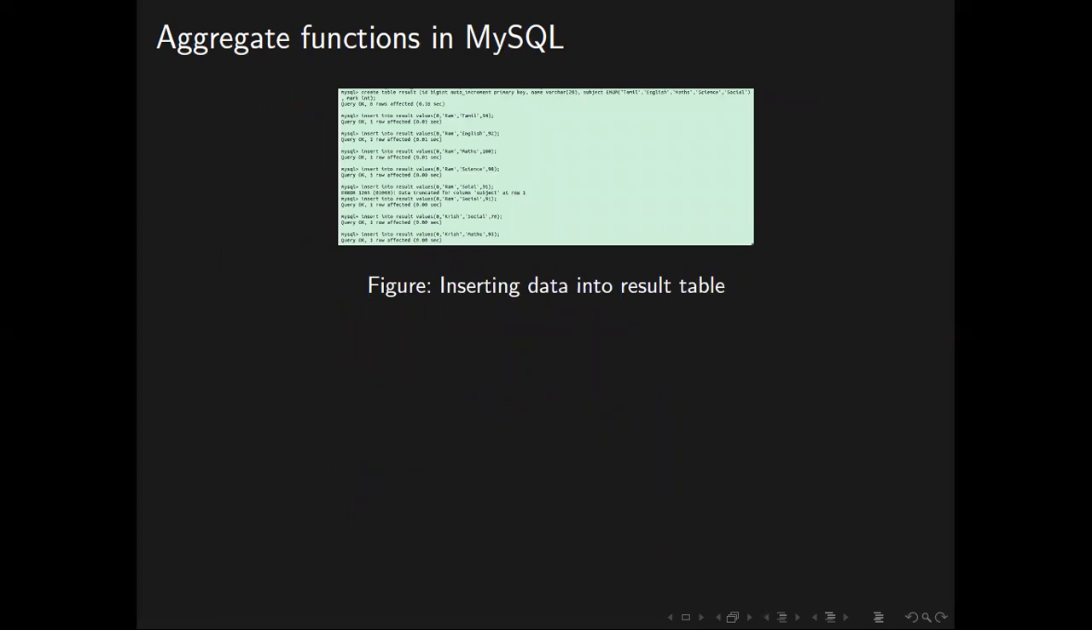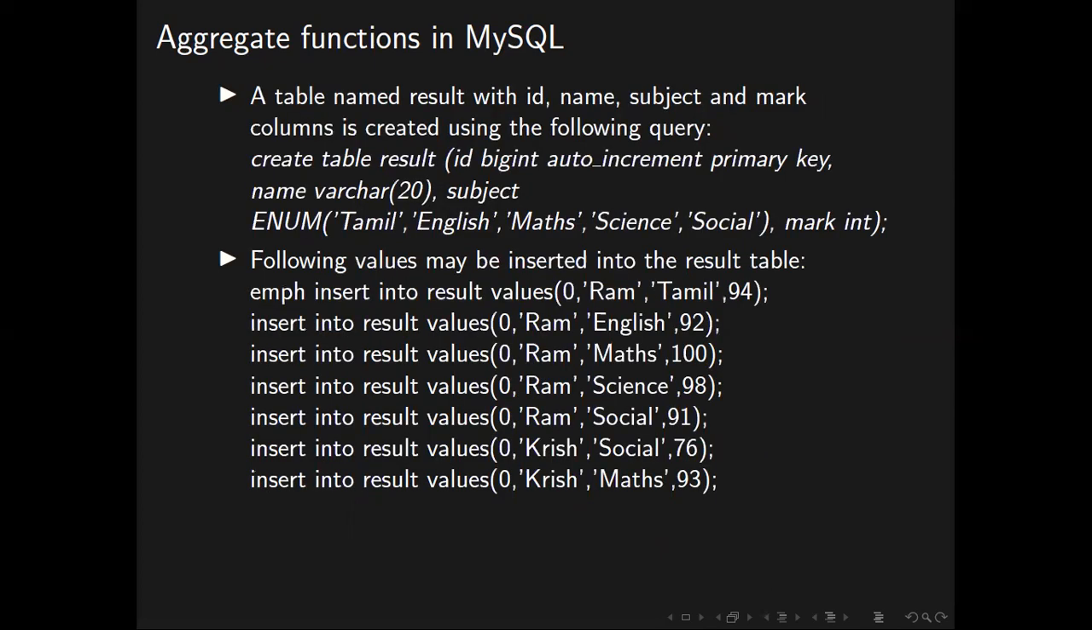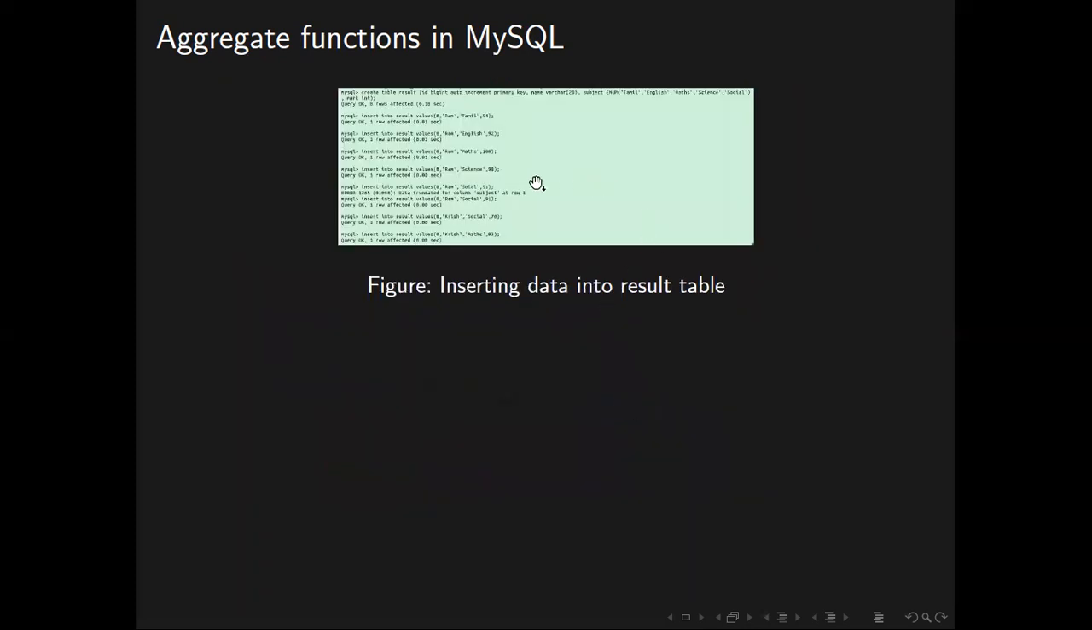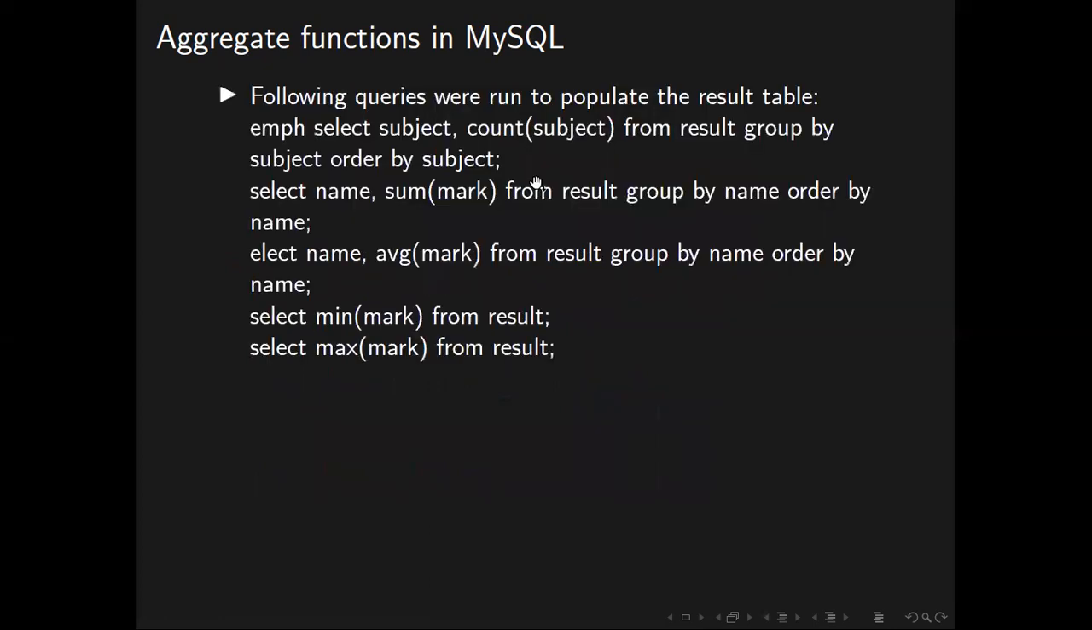Here some aggregating queries have been run. We have created subjects and marks. We insert some marks. Ram Tamil 94, Ram English 92, Ram Maths 100, Science, Social. You just take a look at this. Social is given twice. One with 91 marks, the other entry with 76 marks. Math is given twice. Math 193. The aggregating function will find the average mark for each subject. Here they run the aggregating query. This is insertion.